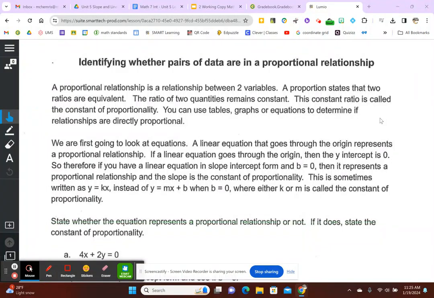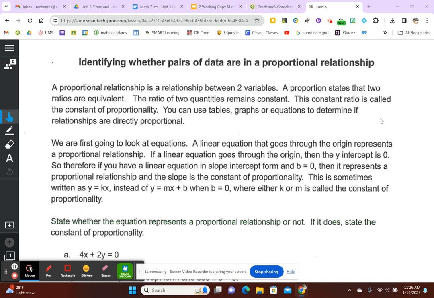Okay, so in Unit 5, Part 5, in the new packet, page 1, we're going to go over whether pairs of data are in a proportional relationship. And we can use tables, graphs, or equations to determine if these relationships are directly proportional. So first, we're going to look at equations. And a linear equation that goes through the origin represents a proportional relationship.